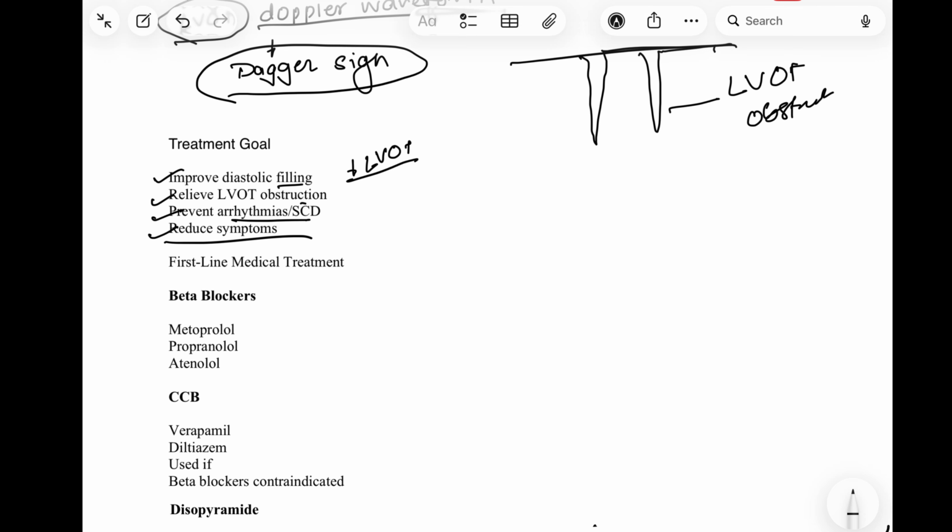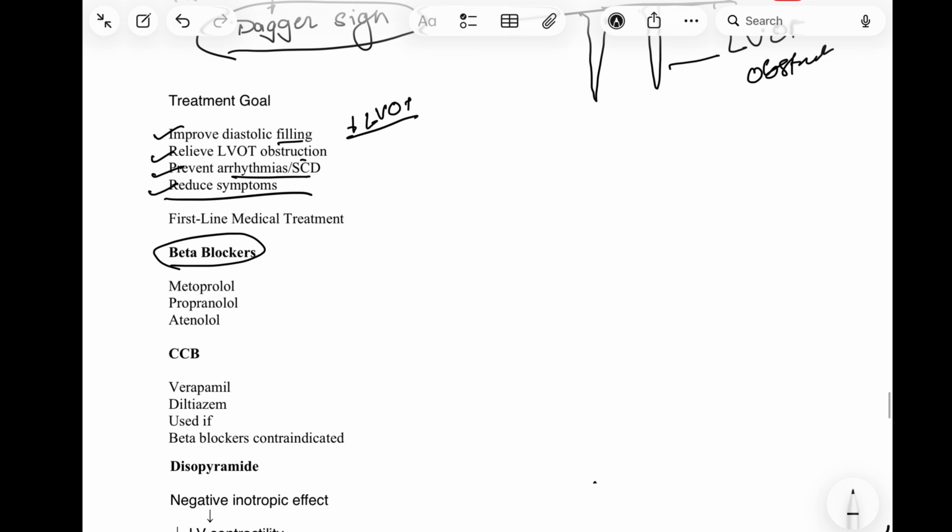So the first line drug for HOCM is a beta blocker. Now what is the mechanism behind this beta blocker use? The drugs are metoprolol, propranolol, atenolol. How these drugs work in HOCM is that they will decrease heart rate, right?